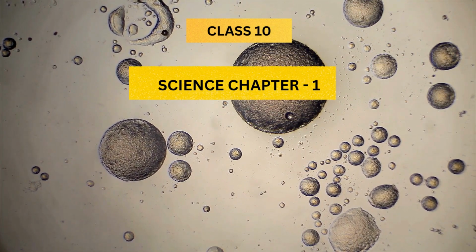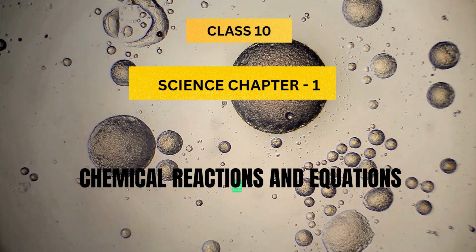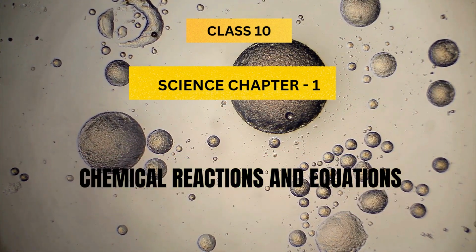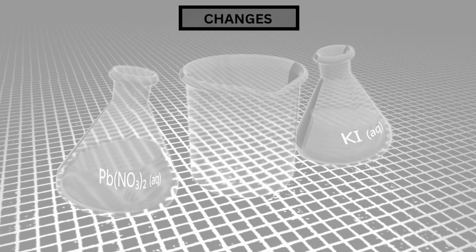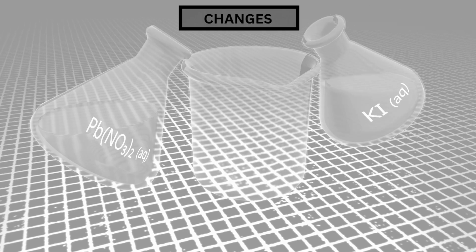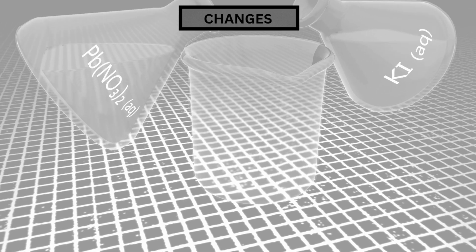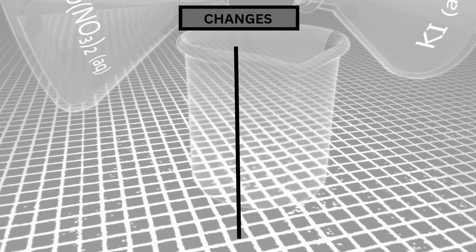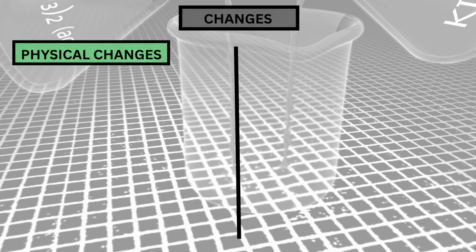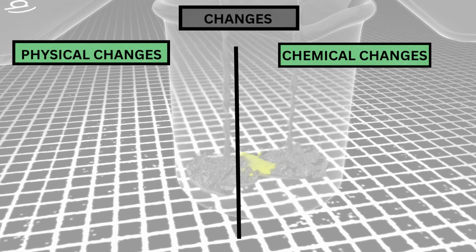Class 10th Chapter 1. Chemical Reactions and Equations. Our chapter starts with changes. In our daily life we see many changes. Changes are of two types: physical changes and chemical changes.